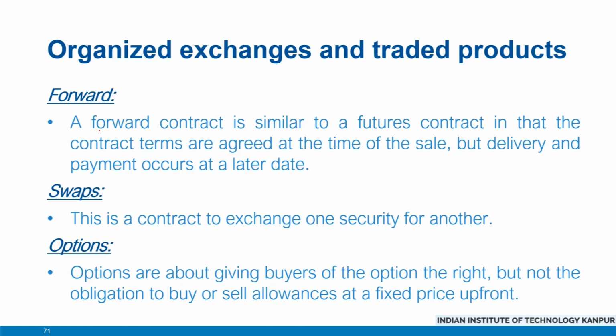Next, we have a forward contract, or what we also call an OTC, over-the-counter product. A forward contract is similar to a futures contract in that the terms are agreed at the time of sale, but delivery and payment occur at a future date. However, forwards are different from futures in the sense that they are non-standardized, or what we call an over-the-counter product, rather than traded by exchange. So they are more of a customized product, unlike futures, which are not much customizable; they are standard contracts designed by the exchange.